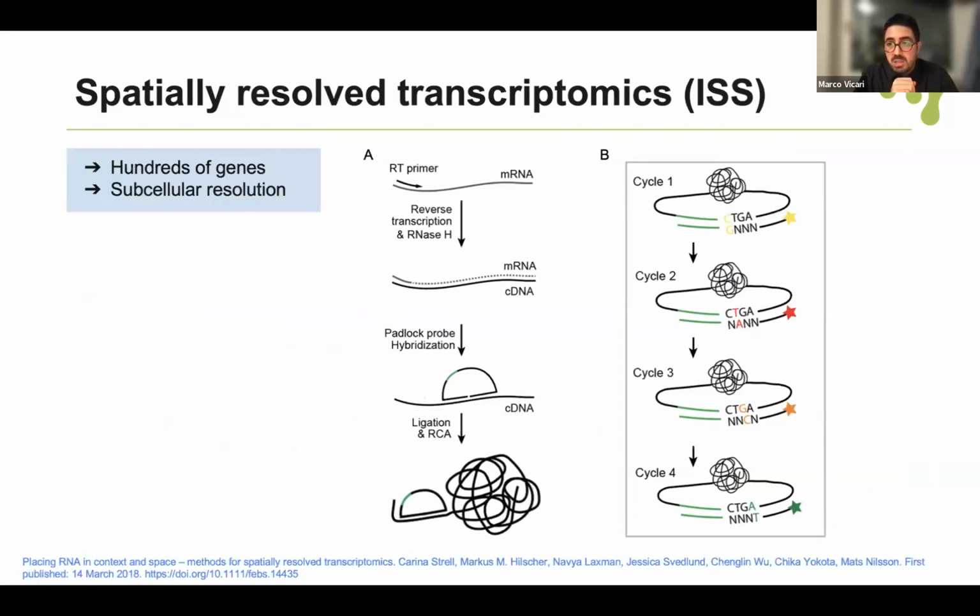Whereas ISS is a different technology that enables the profiling of only hundreds of genes, but with a much higher resolution. So it can go into subcellular resolution. The reason it can do that is that it uses padlock probes, which after ligation can get rolling circle amplified. This greatly enhances the signal, which can be read using sequencing by ligation.